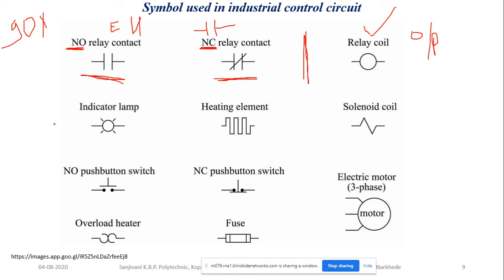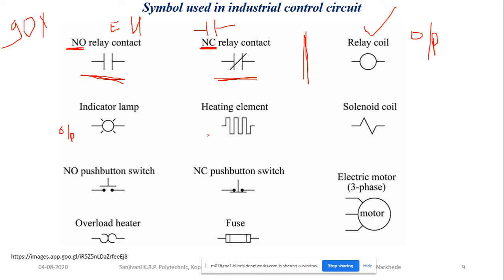Then the symbol of the indicating lamp. The indicating lamp is also an output device. What is the difference between the relay coil symbol and the indicating lamp symbol? The relay coil symbol is simply a circle, and the indicating lamp symbol is a circle with four lines passing through the circle.